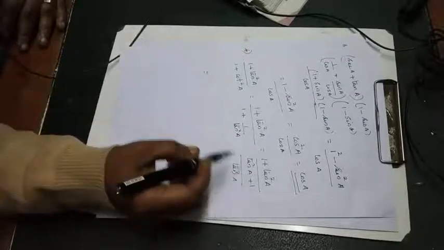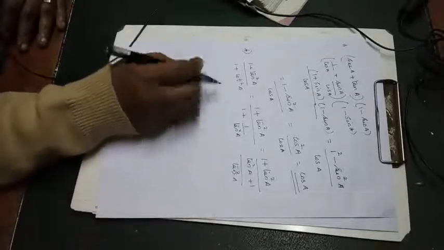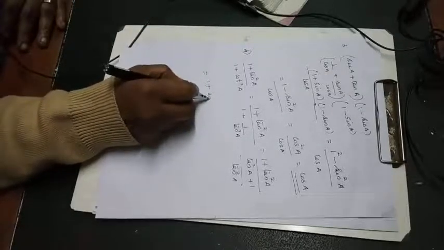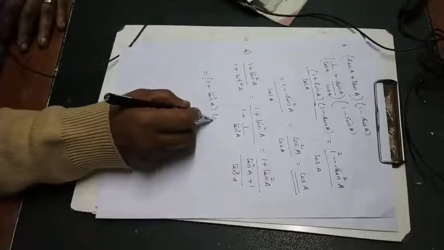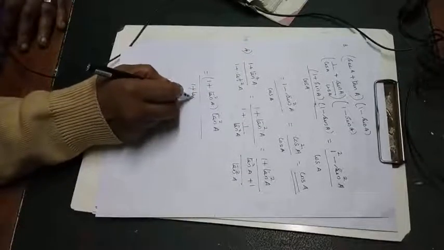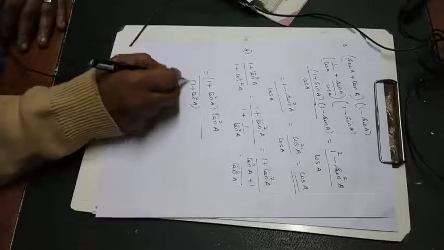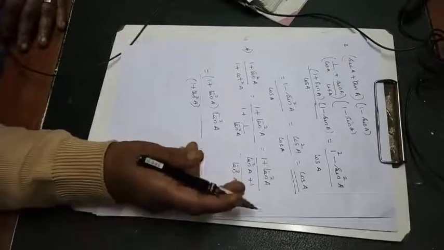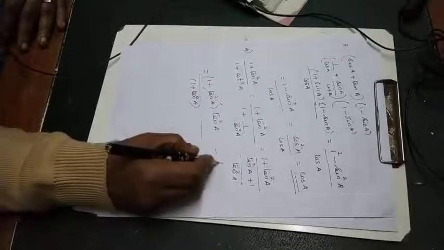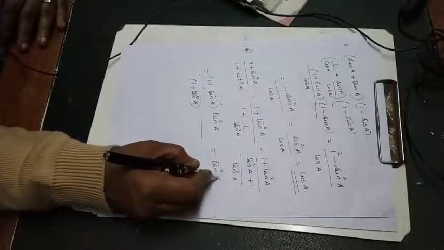or that will get cancelled, or 1 plus tan square A, this one will go up, tan square A by, here rearrange 1 plus tan square A. No, tan square A plus 1 you can write 1 plus tan square A. So it will get cancelled. Answer is tan square A.